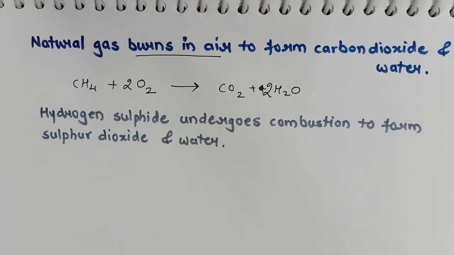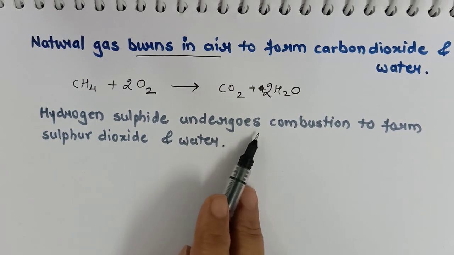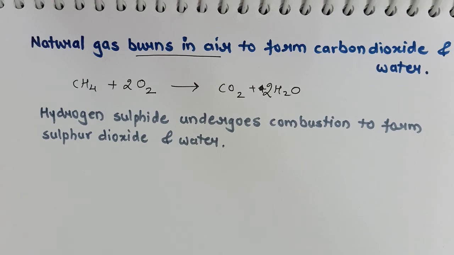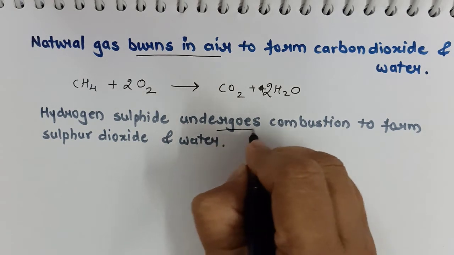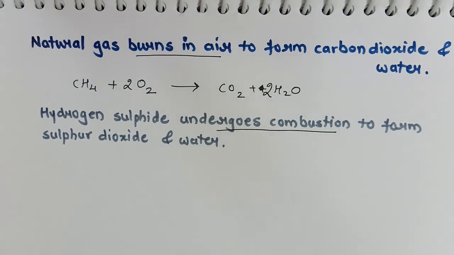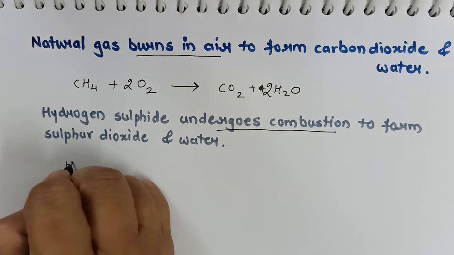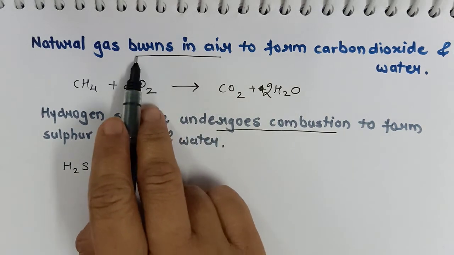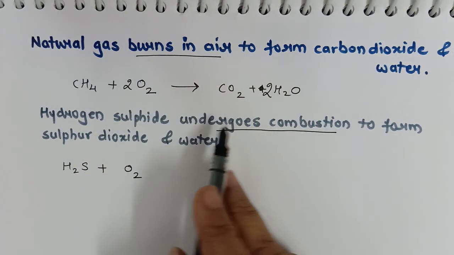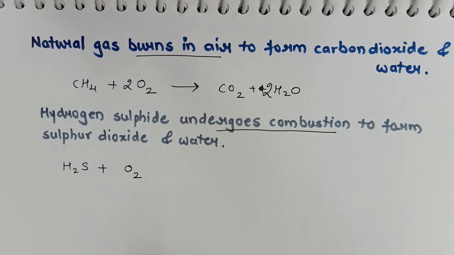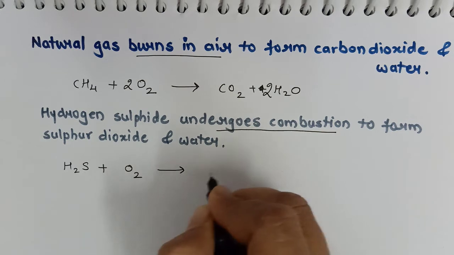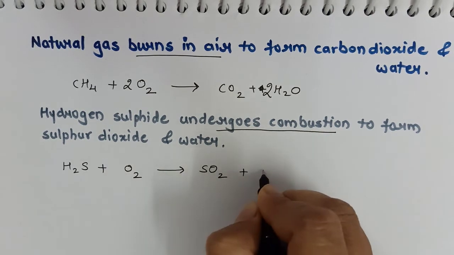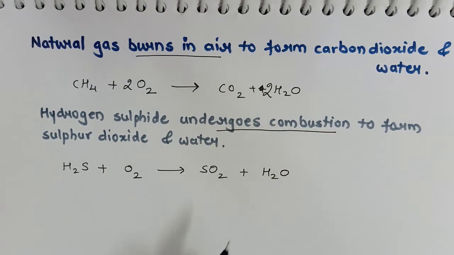The next example is hydrogen sulfide undergoes combustion to form sulfur dioxide and water. Now undergoes combustion. This again means the reaction with oxygen. So hydrogen sulfide reacts with oxygen. Whether we say burns in air, reacts with air or undergoes combustion, it means one and the same thing, that it is a reaction with oxygen to give sulfur dioxide and water.